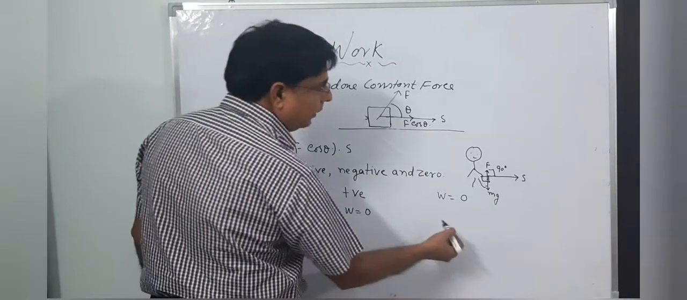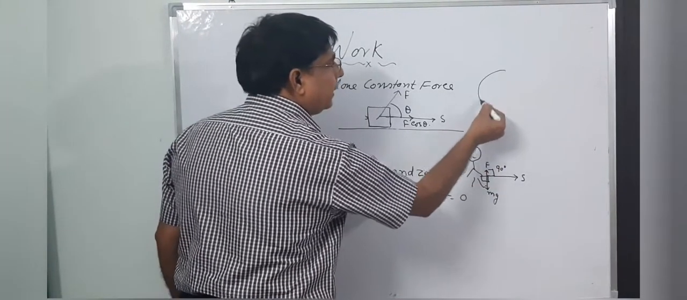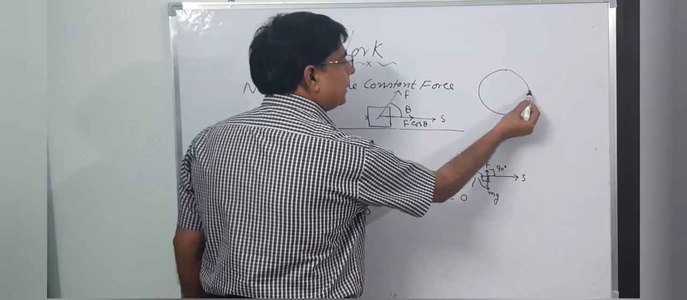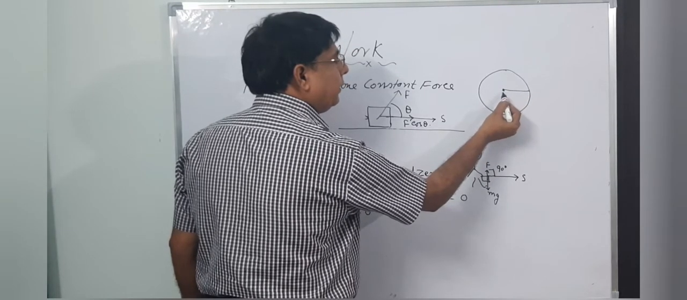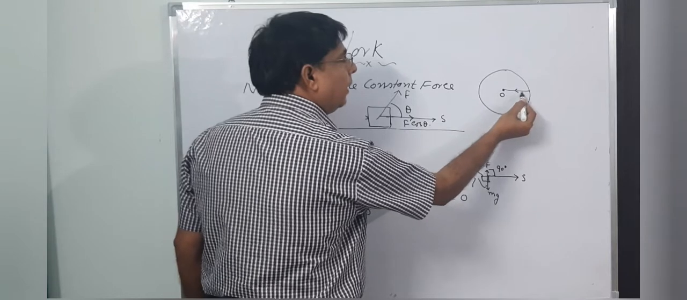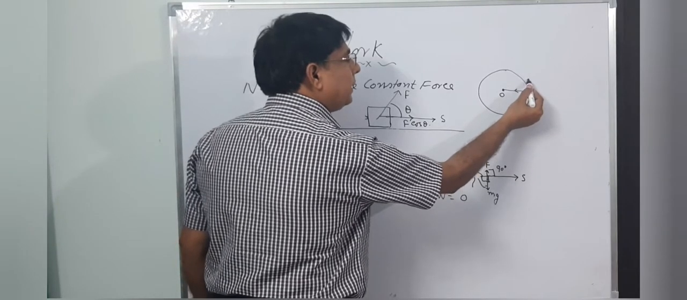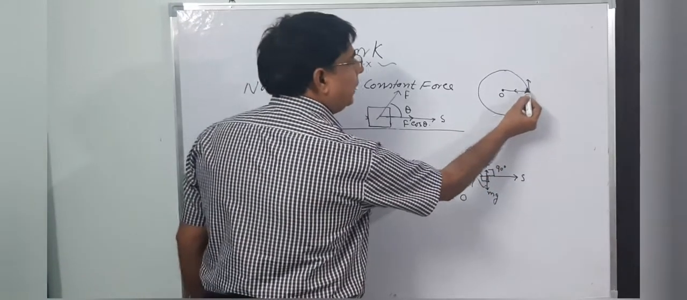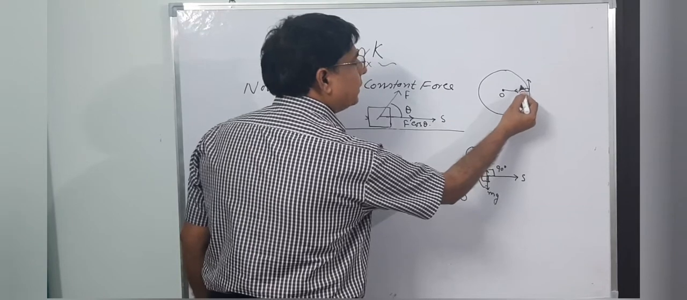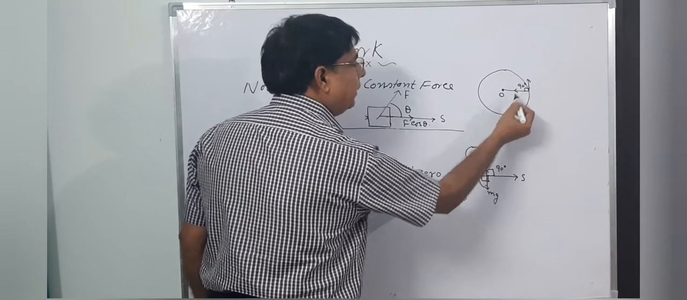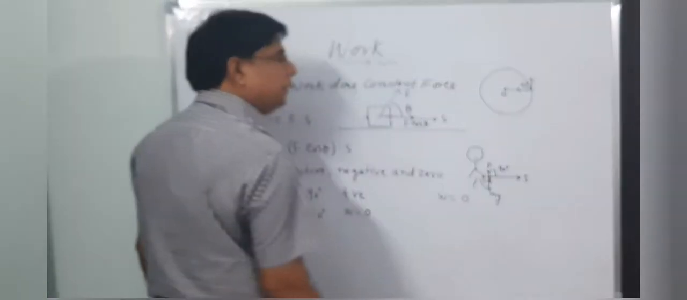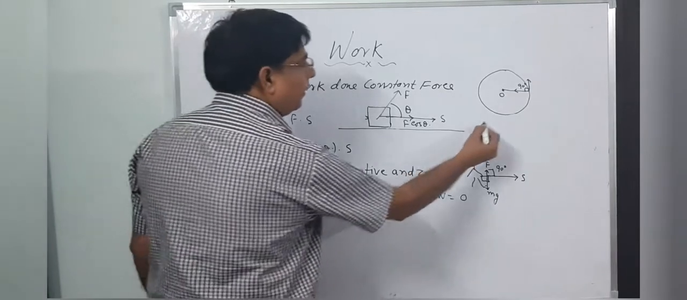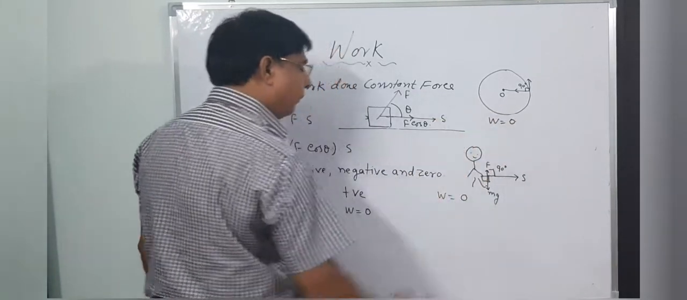Or if an object is revolving on a circular path, in this case the centripetal force is acting towards the center of this circle and a very small displacement will take place in this direction, and the angle between this displacement and centripetal force is 90 degree. Therefore, work done by this centripetal force is always equal to 0.